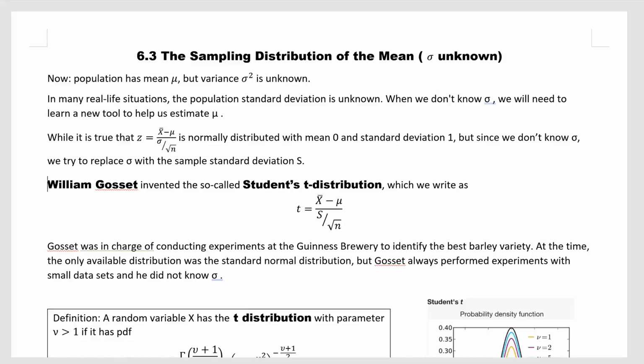Well, is it true that this standardized sample mean is normally distributed with mean 0 and standard deviation 1? But because now we don't know sigma, we try to replace sigma with the sample standard deviation s. And we know how to calculate the sample standard deviation, right? So given a sample, we can calculate its sample mean and we can calculate the sample standard deviation.